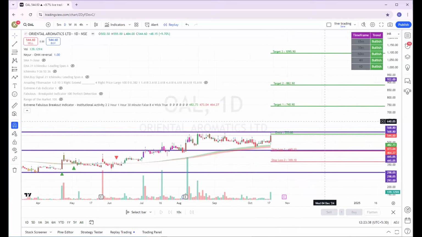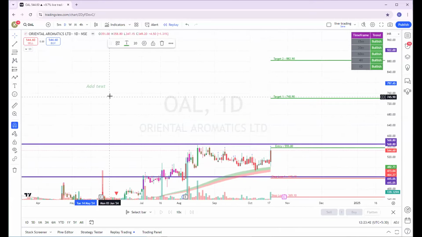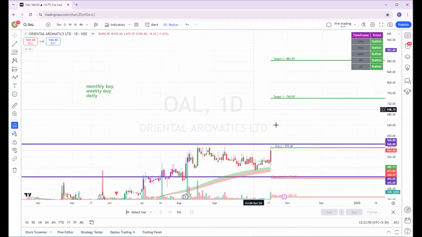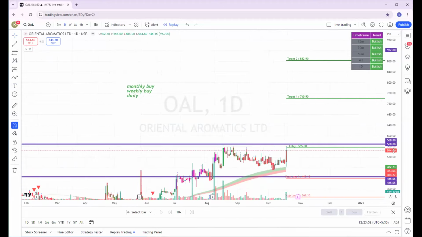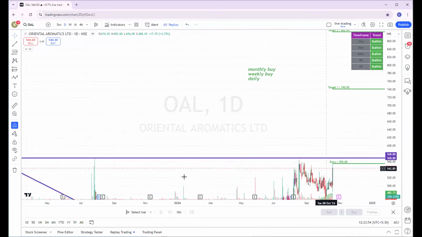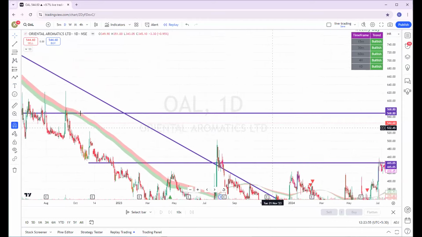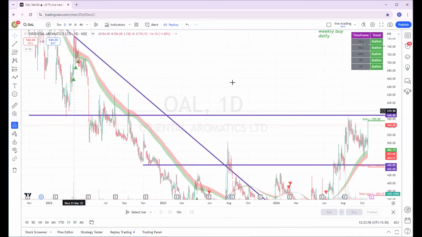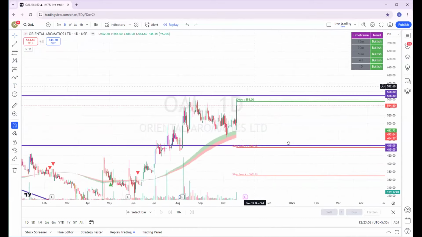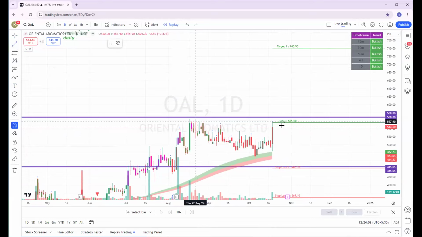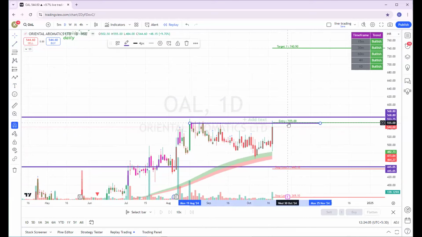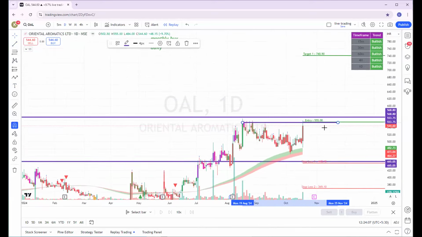What you saw is multiple things. Monthly, it is a buy. Weekly, buy. Daily, buy. What will you do? This is like a reference line here, like a strong support here, considering the chart structure. So what would I do? I would enter here. This is giving a good range breakout. This is a good range breakout stock. I would definitely go in and enter this.